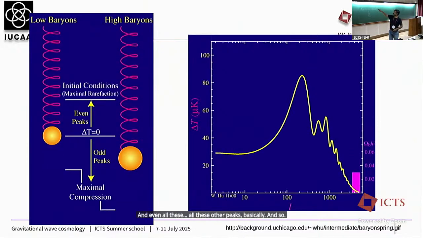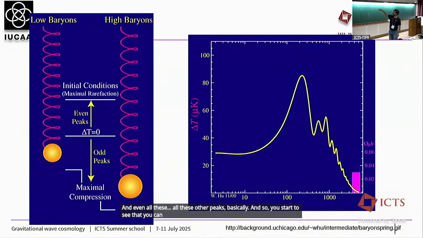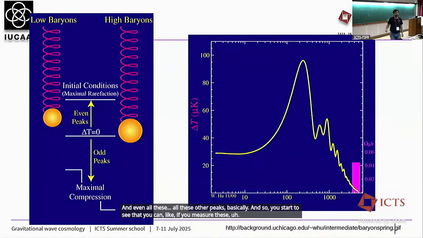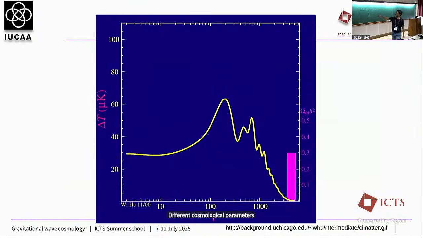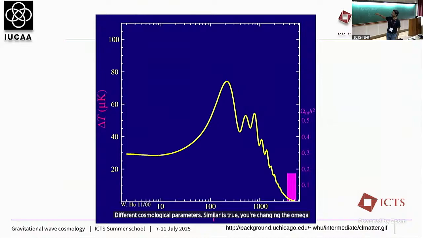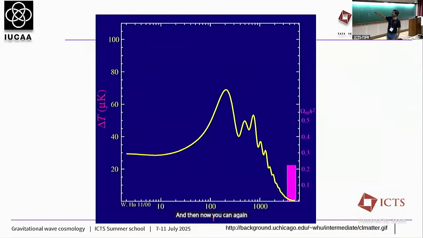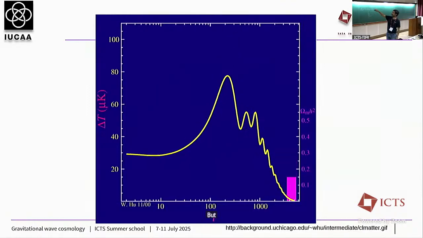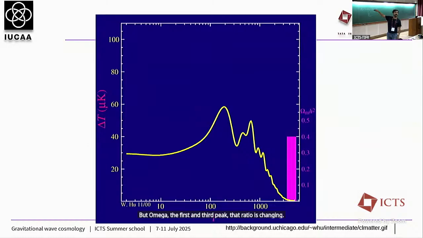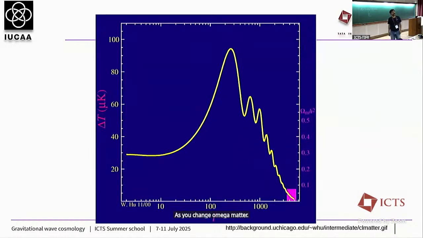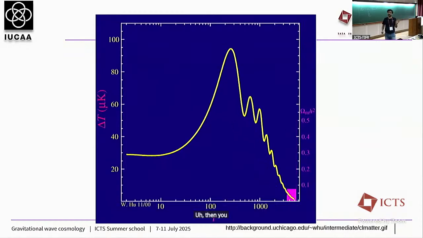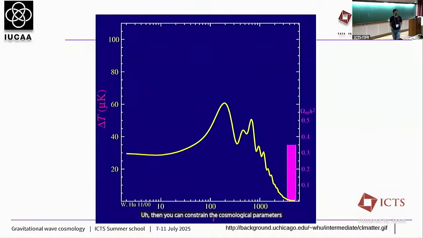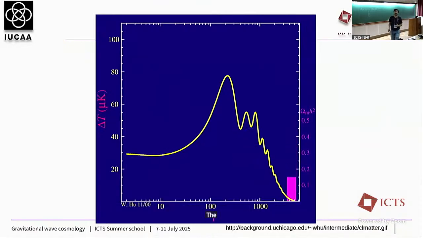And so you start to see that if you measure this power spectrum really well, then you can actually start to constrain different cosmological parameters. Similar is true when you change the omega matter here, and you can again see that there is a difference. Now the first and second peak ratios are roughly the same, but the ratio of the first and third peak changes as you change omega matter. And so if you can map out each of these peaks really well, then you can constrain the cosmological parameters independently just by looking at the temperature fluctuations data.